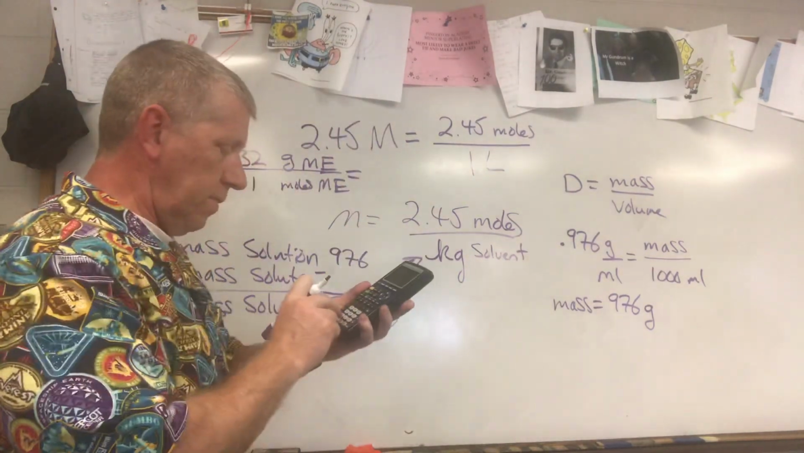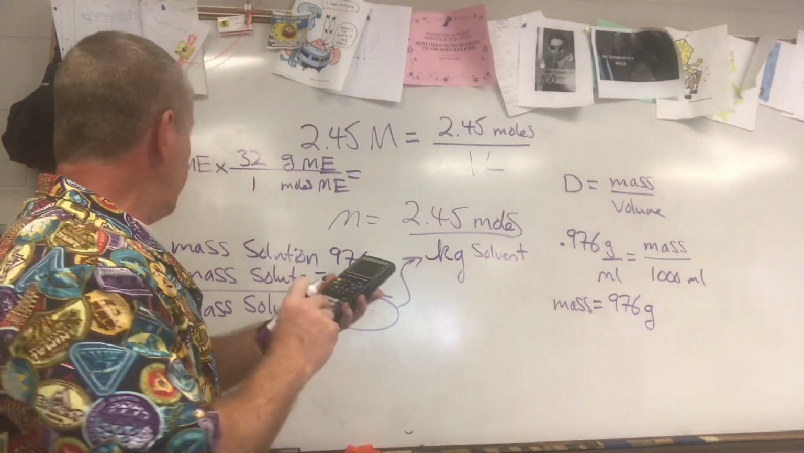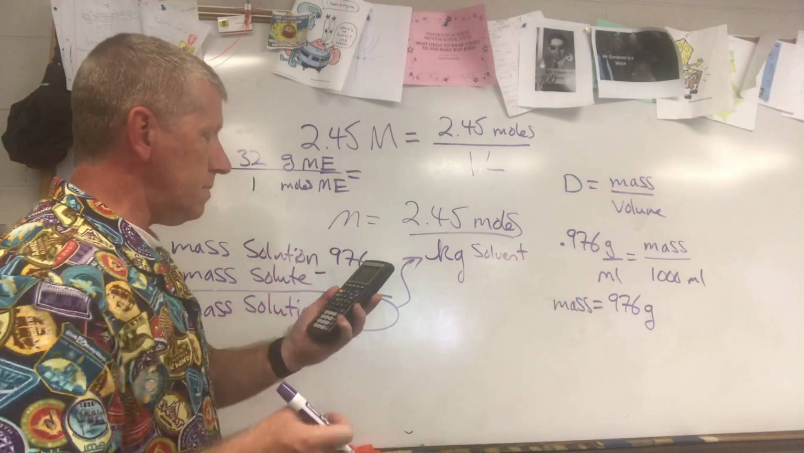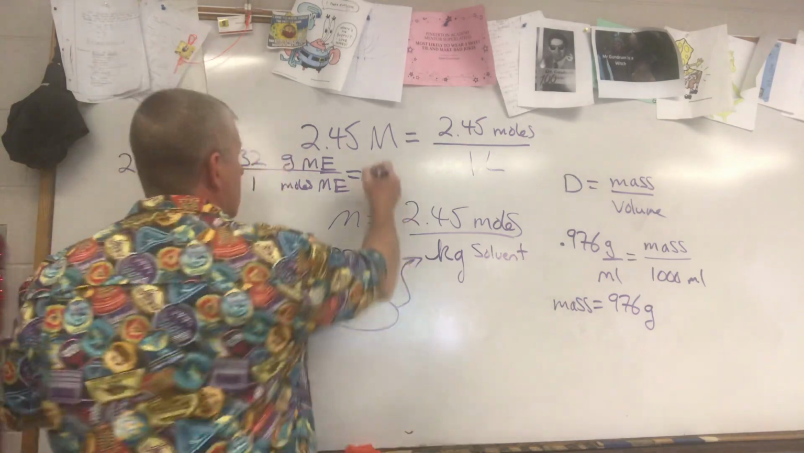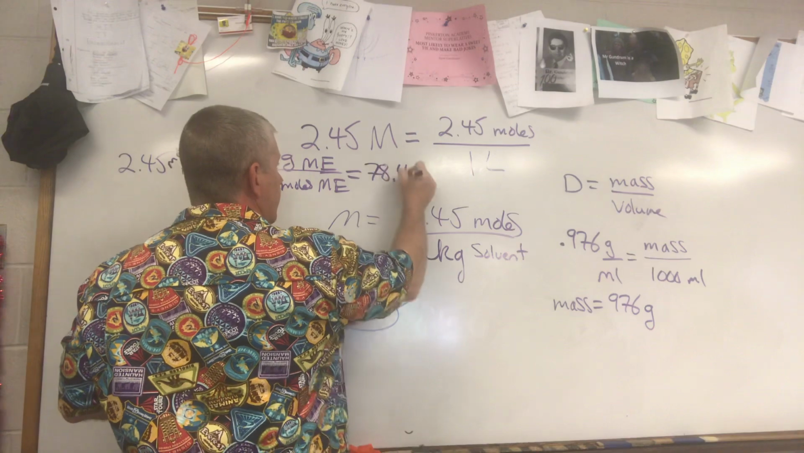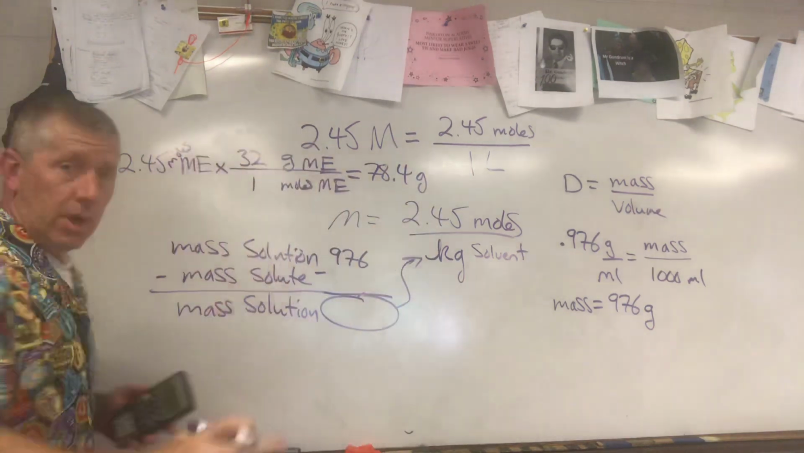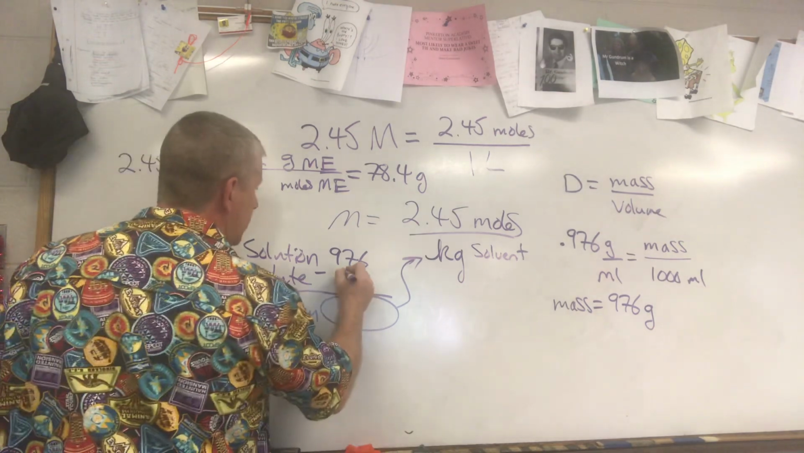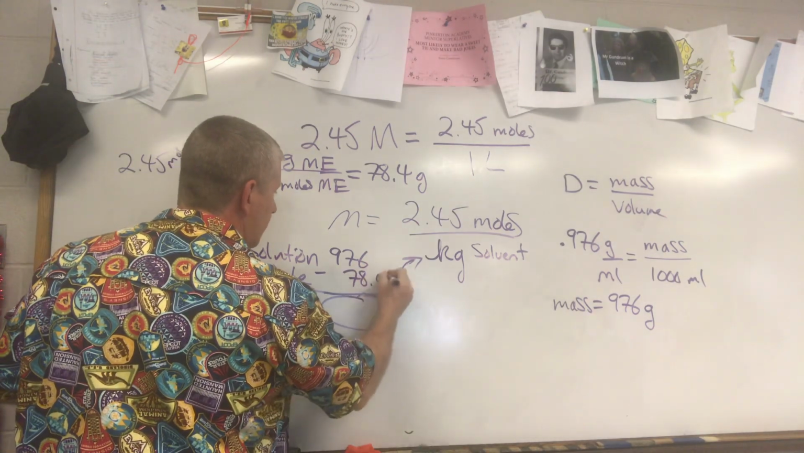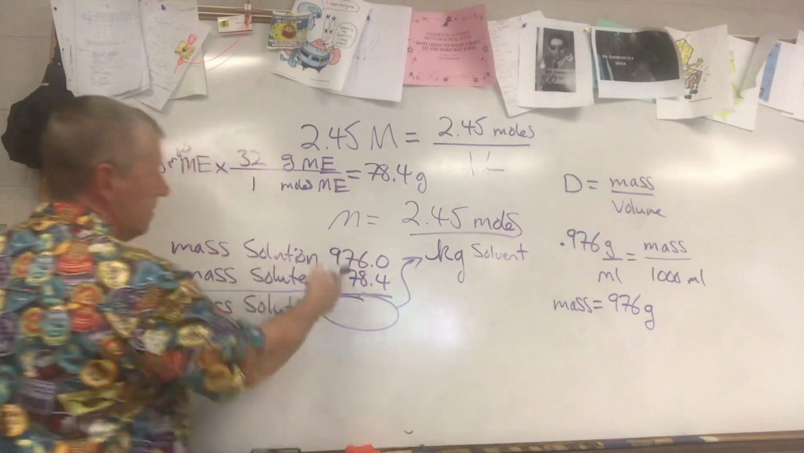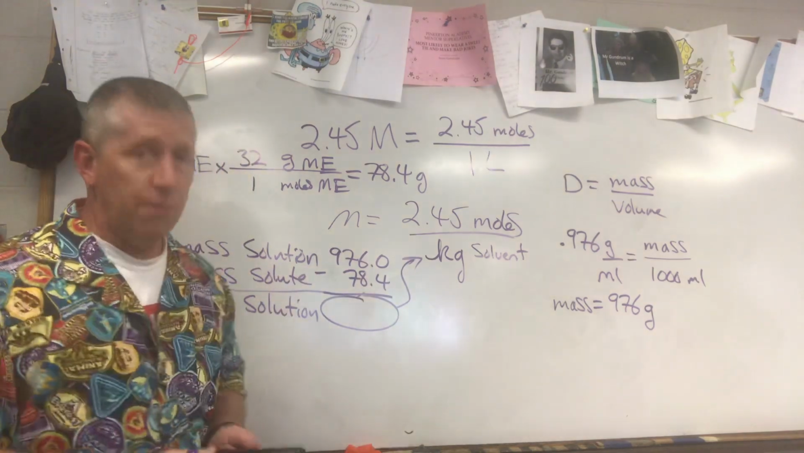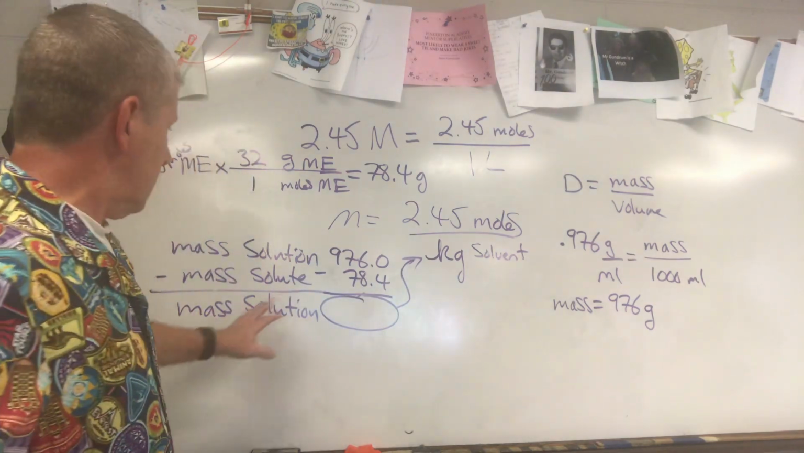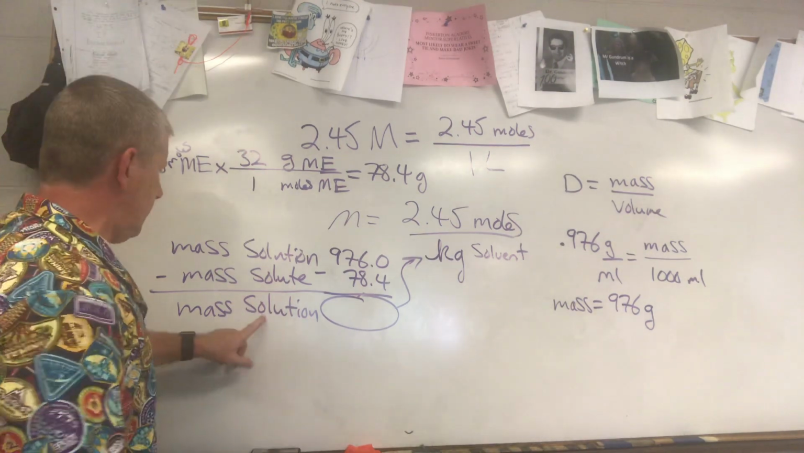Okay, so 2.45 times 32. 78.4. 78.4 grams is the mass of the methanol, which is the solute. The mass of the solute right here, 78.4. Subtract those. Now finally, we get the mass of, oh, this is supposed to be solvent.